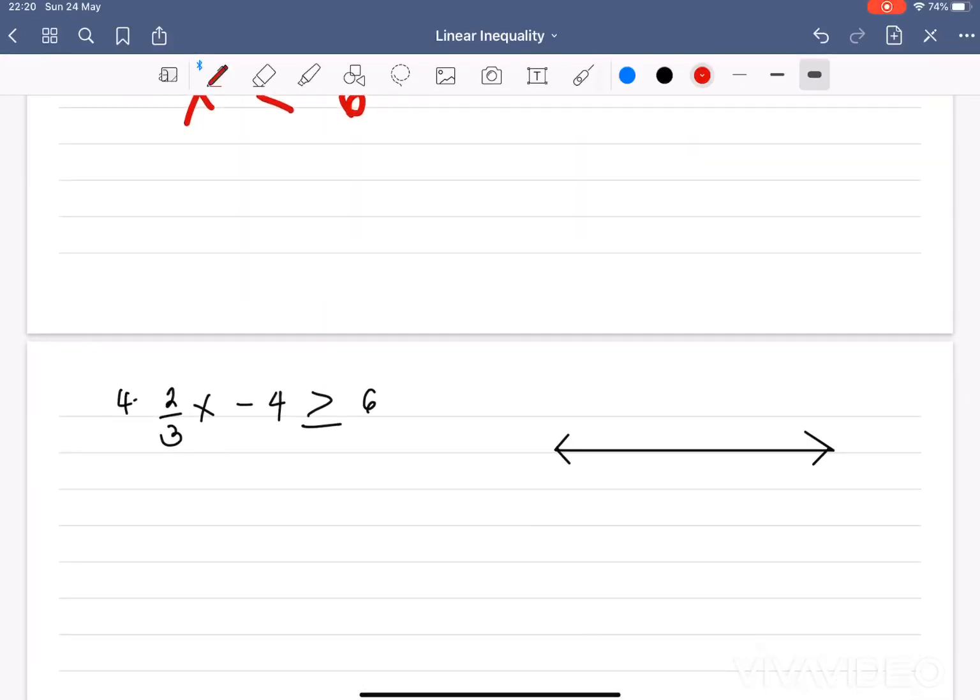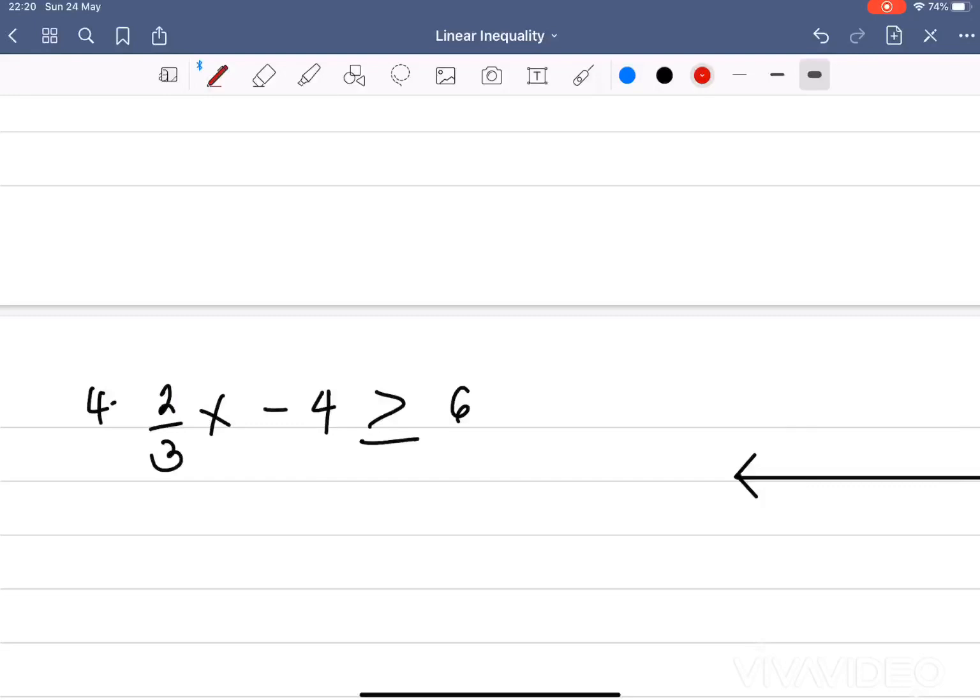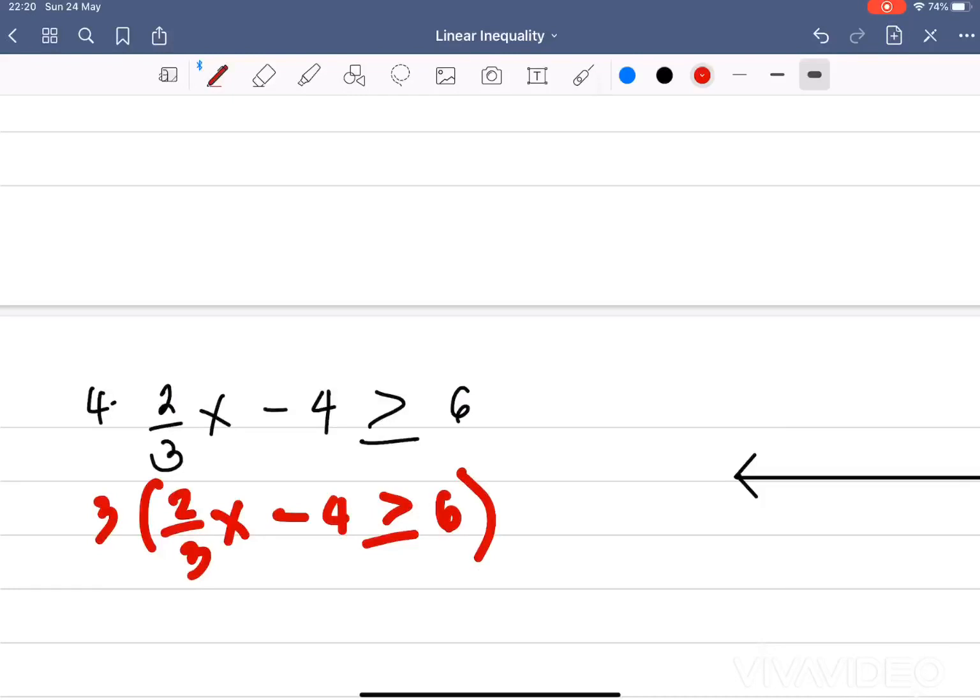Okay, for number 4, we have here 2 over 3x minus 4 is greater than or equal to 6. Now, since we have a fraction here, I think it's easier for us to eliminate this 3 first. To do that, we are going to multiply 3 to the whole term, or to every term. So if I multiply 3 here, this will be cancelled out, and what's left here is 2x.